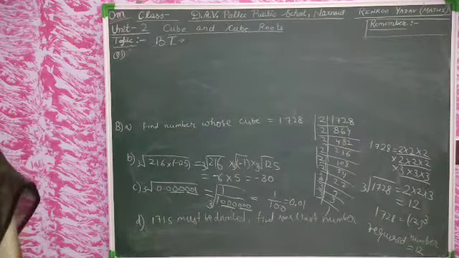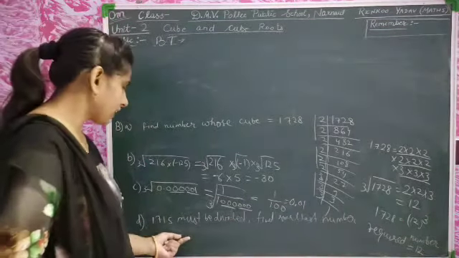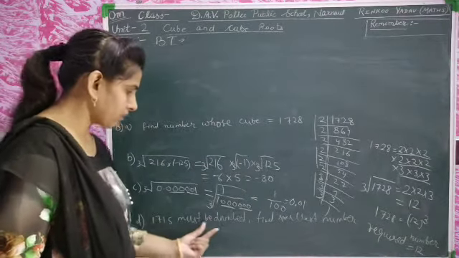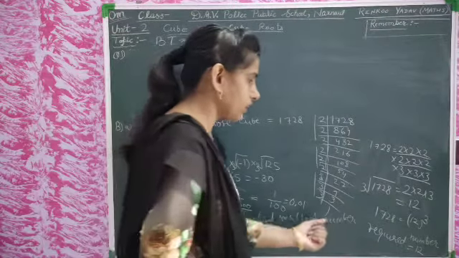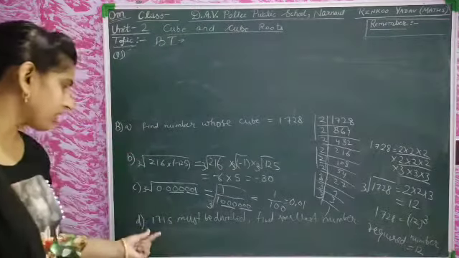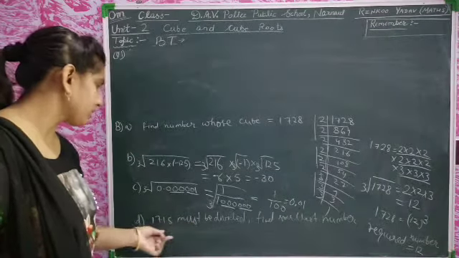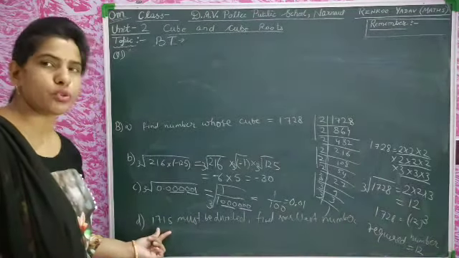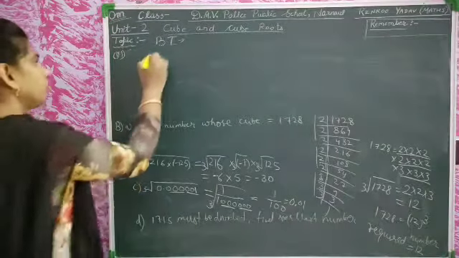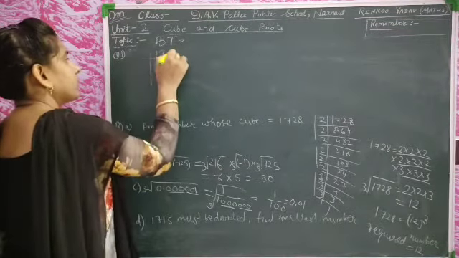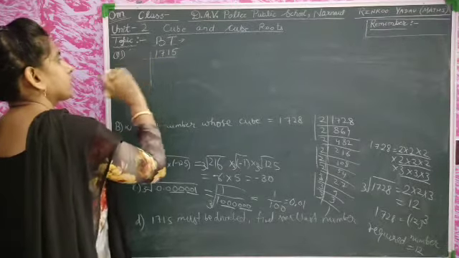Okay, students. Now we will go to the last question. Find the smallest number by which 1715 must be divided to get a perfect cube. So we are taking the prime factorization of 1715.